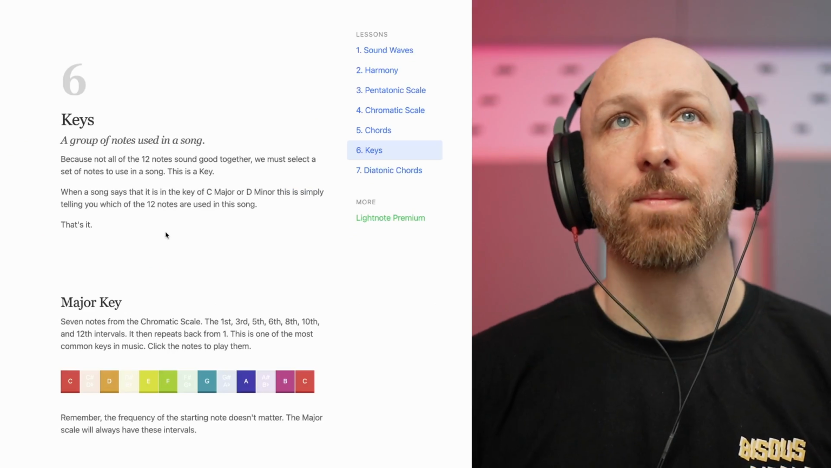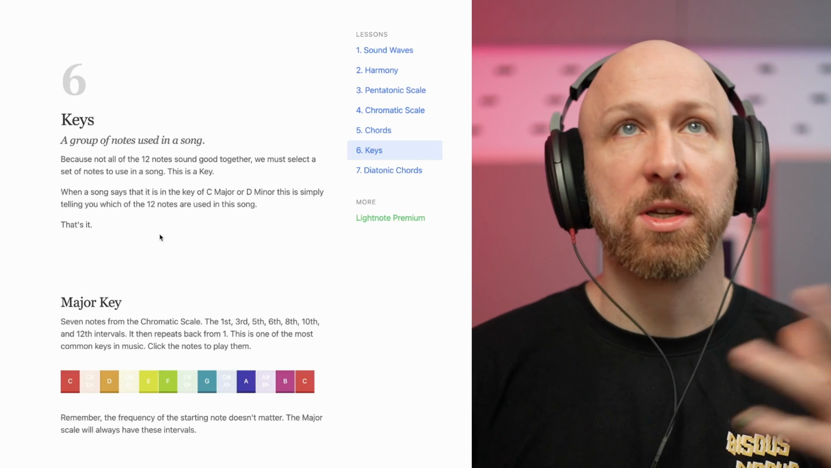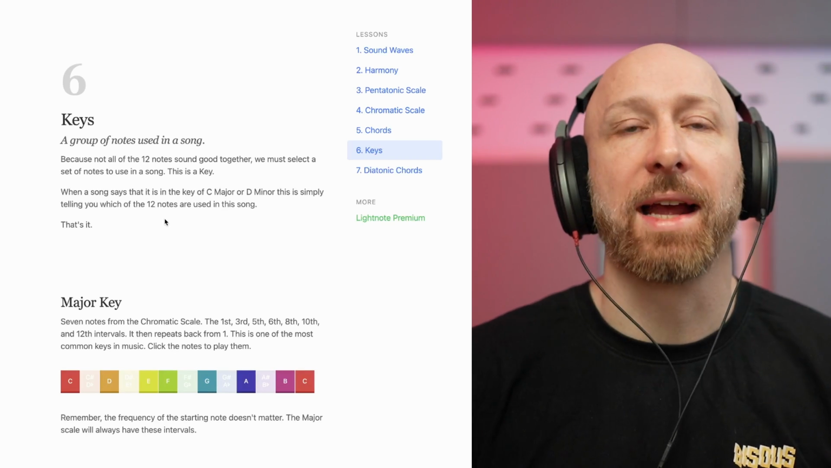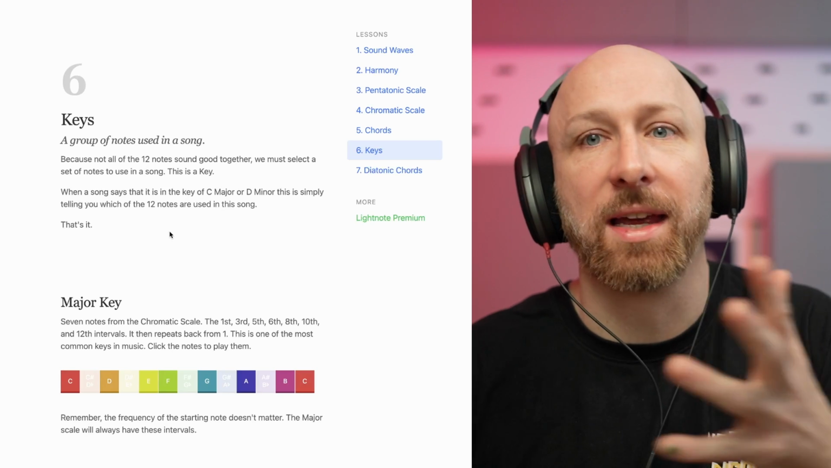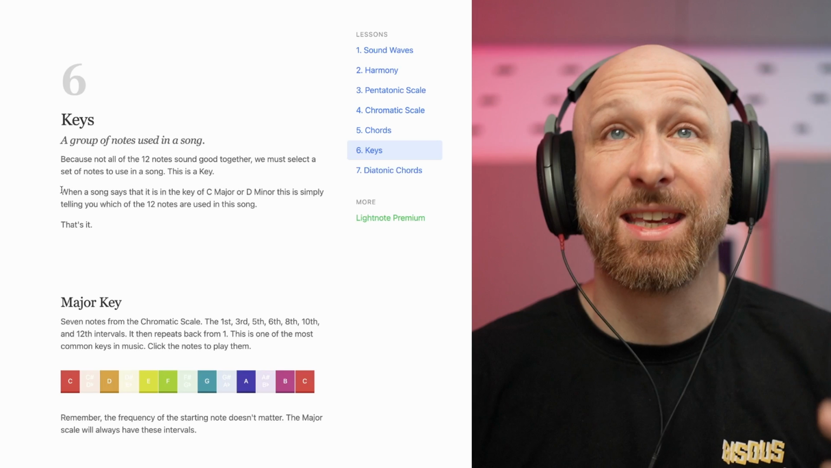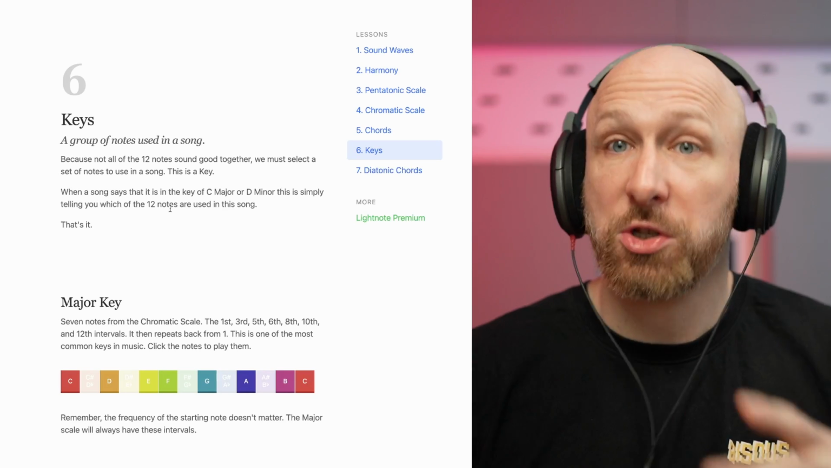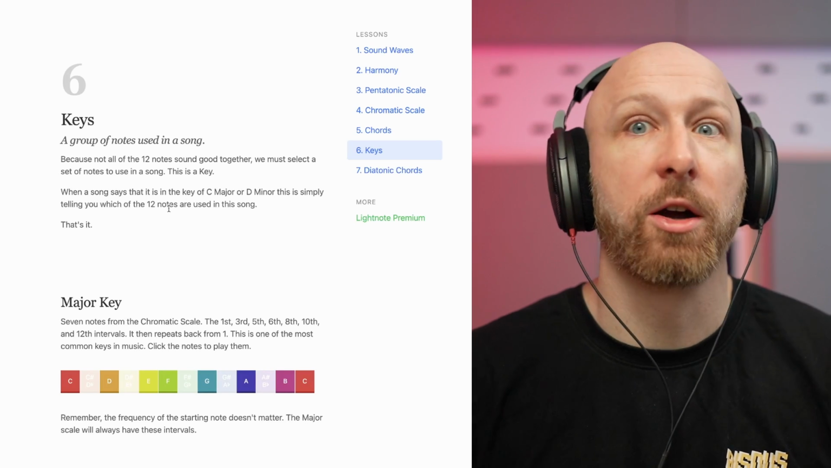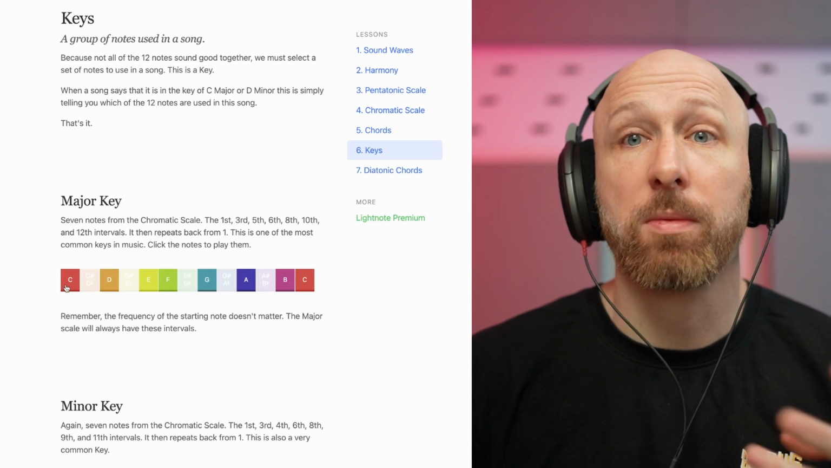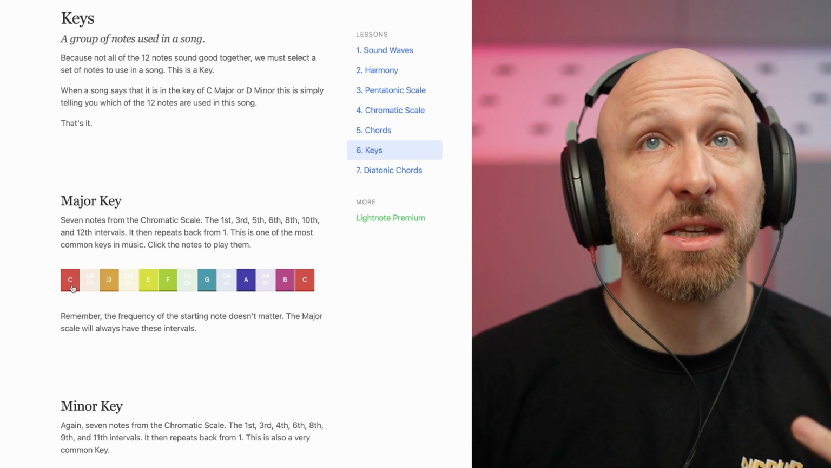Now, what is a key? A key is a group of notes used in a song. Because not all of the 12 notes sound good together, we make a sub-selection of it, kind of like the pentatonic scale was, but we're going to call this a key. When a song says that it's in the key of C major or D minor, it's just telling you which of the 12 notes we are using and which we aren't using. That's it. So a major key might be formed like this if you decide to start on the C.